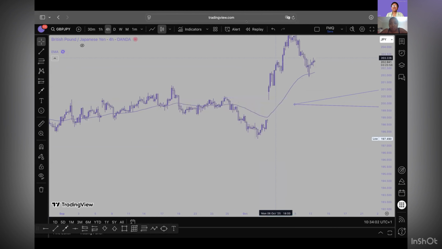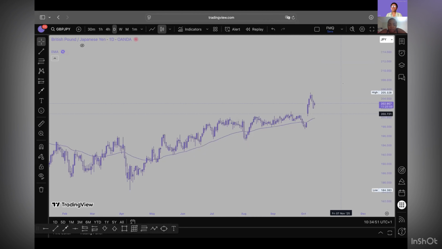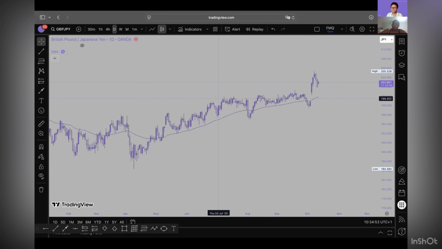Now, replay is, for instance, you decide that you want to backtest all that you've been taught. You can be able to use replay. Replay means that you're going back in time.